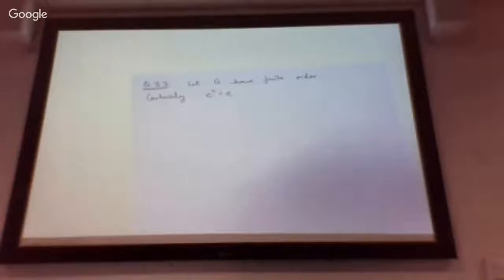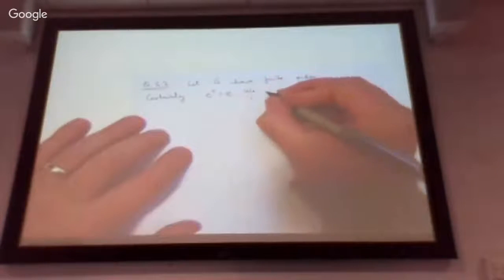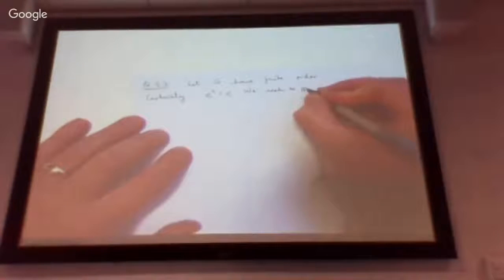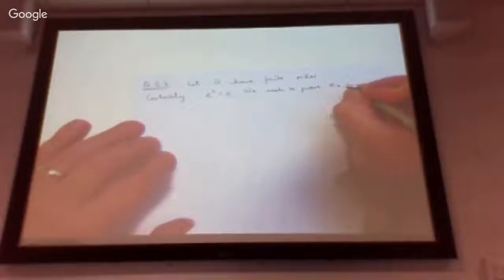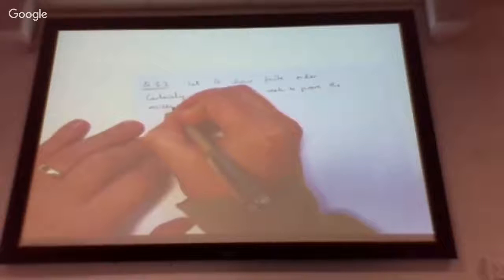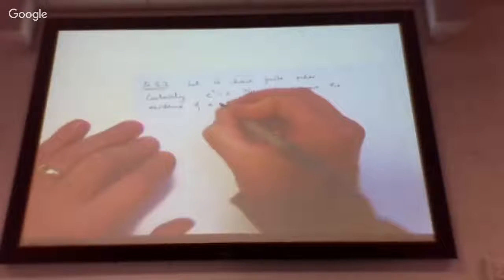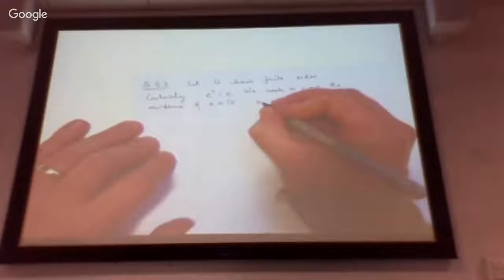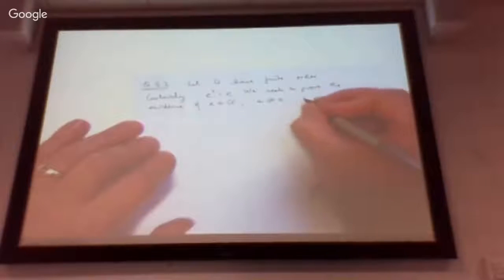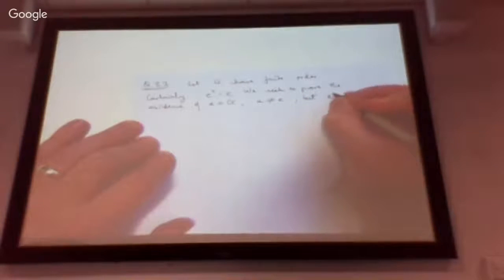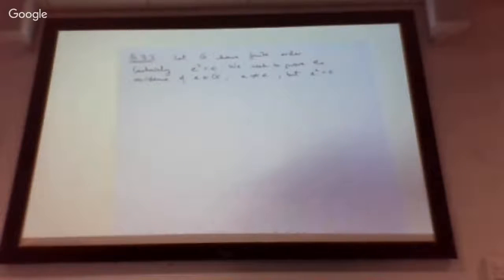Okay? We seek to prove the existence, I'm just basically repeating the question here, the existence of A in G such that A is not the identity, but A squared equals E. Now, on the face of it, this is a bit puzzling. It's hard to see any connection between this and the fact of the group having even order.